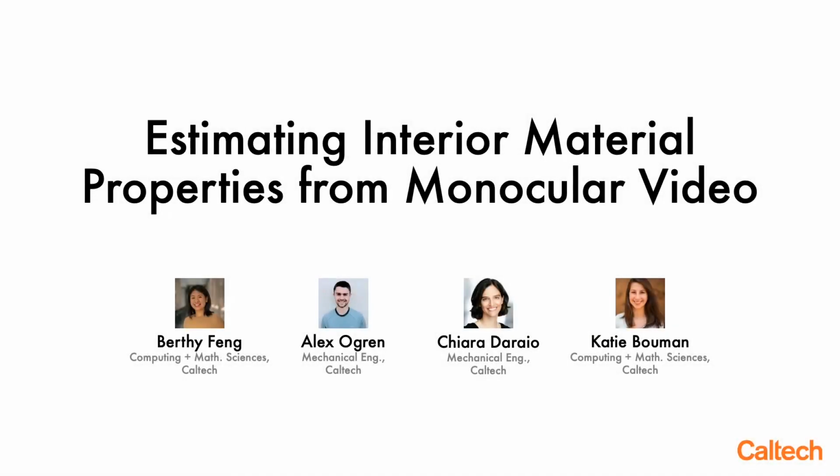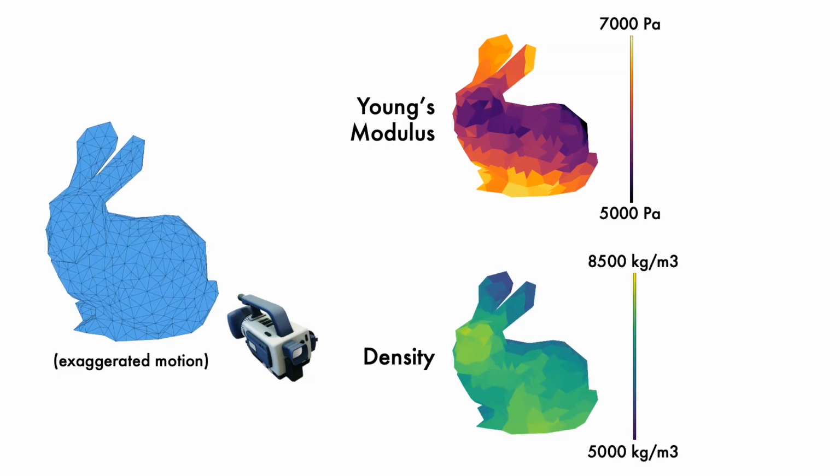Hi, I'm Berthy Feng, and our project shows how you can estimate interior material properties of objects given only monocular video of their surface motion. Given the monocular view shown here of the subtle motions of a bunny, we're able to estimate its spatially varying Young's modulus and density values.